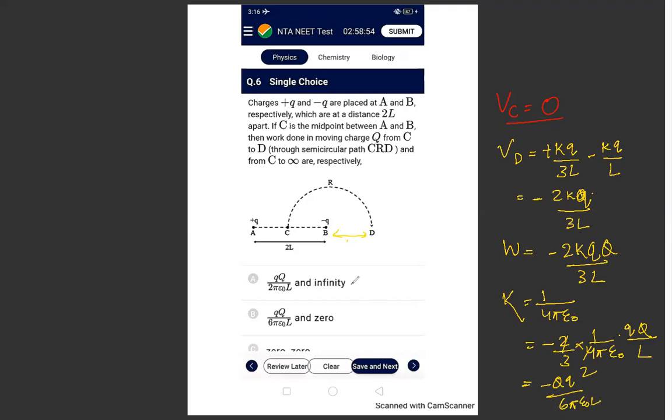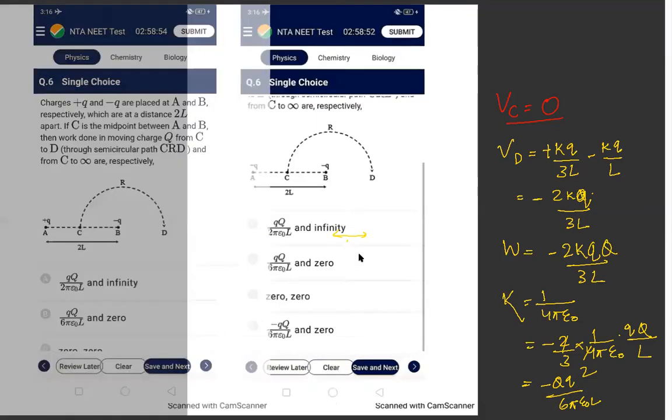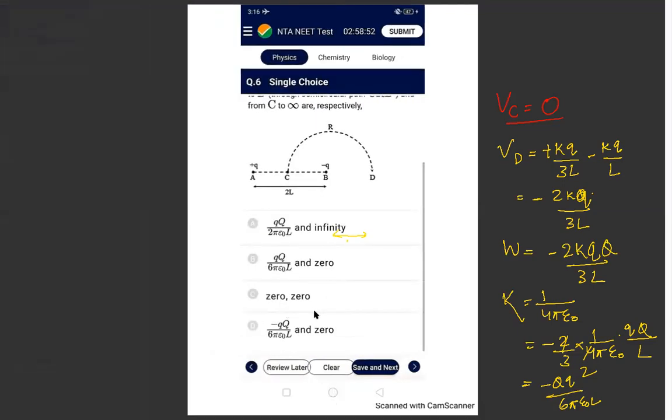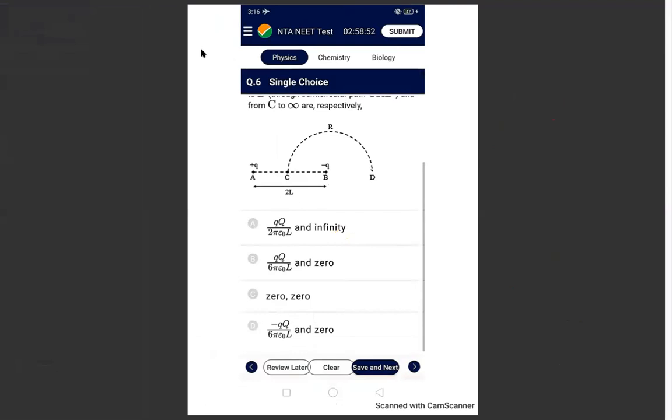But option A is not correct. Option B: the second part is correct, but the first part is plus. So we cannot use it. Let's move to the next two options. Yeah, option C is also incorrect. Final answer is option D. So let's move to the next question.